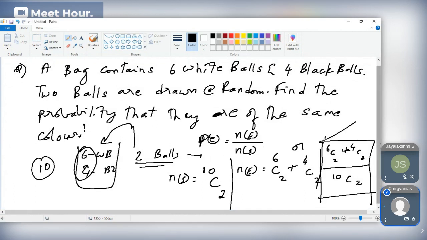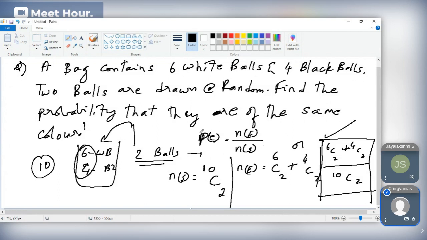Understood the logic or no? Sir, why should we divide, sir? Because this is the P of E formula. Yes, yes, sir.